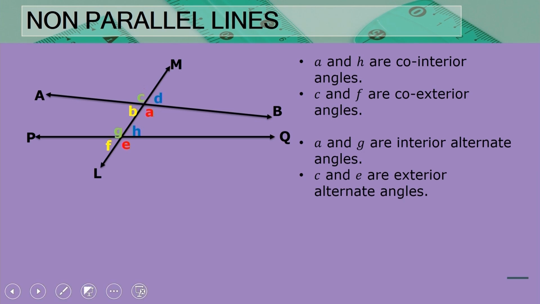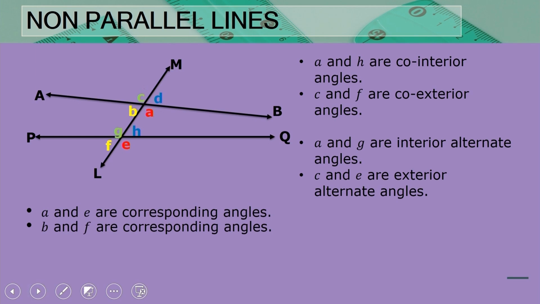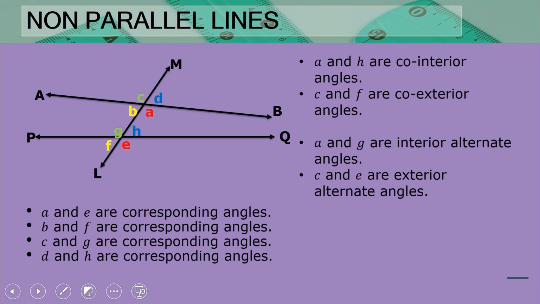And of course, there are those corresponding angles there, as we can see A and E are corresponding. Angle B and angle F are corresponding angles. Angle C and angle G are corresponding angles. And angle D and angle H are corresponding angles because they occupy the same relative space. So these are the pairs of angles, corresponding, alternate, co-interior and co-exterior, when lines are not parallel. So what's the difference when it comes to parallel lines?